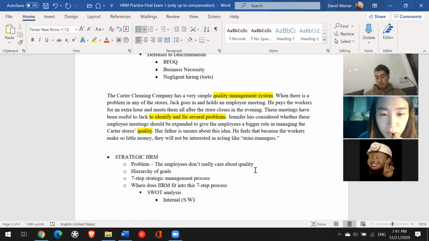You know, Jack's idea is, I don't think they'll want to do that. They don't make a lot of money. But that's a very non-HRM way to look at it. Of course, not everybody wants to do that, but some people might.